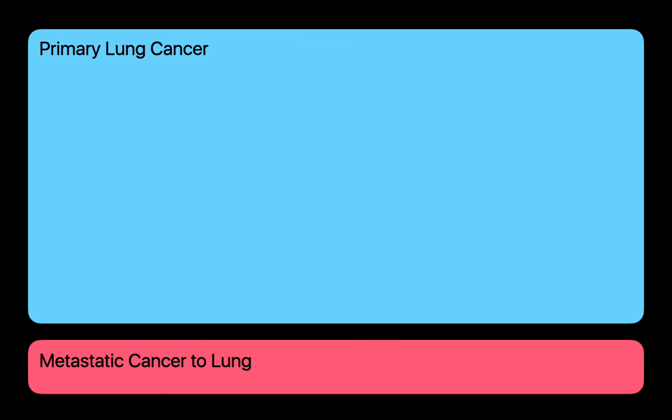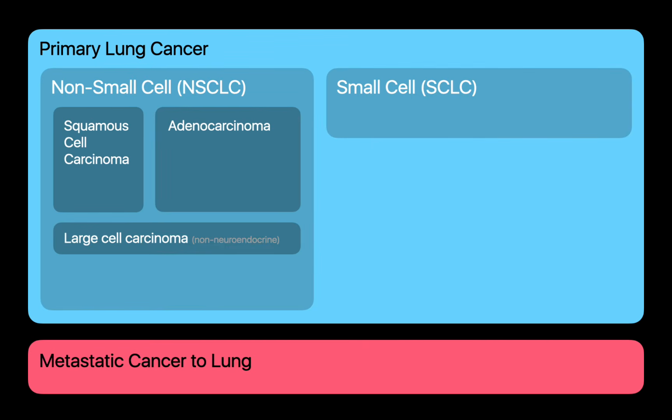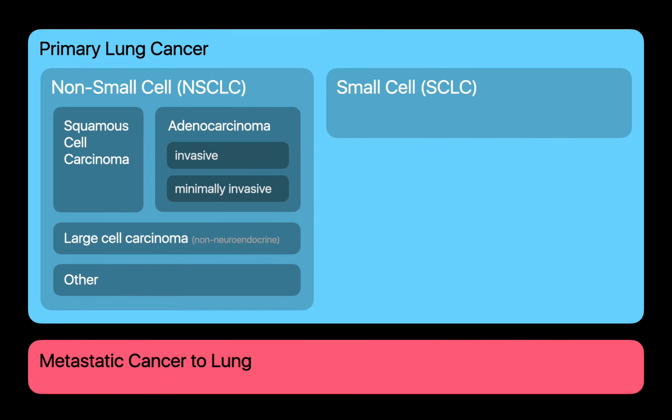Cancers in the lung are divided between primary lung cancers and metastatic cancer to lung, and traditionally, most primary lung cancers are classified as either non-small cell lung cancers or small cell lung cancers. The three leading types of non-small cell lung cancers are squamous cell carcinoma, adenocarcinoma, and large cell carcinoma. And lung adenocarcinomas can be further divided between invasive adenocarcinomas and minimally invasive adenocarcinomas. A small number of non-small cell lung cancers don't fit the definition of squamous cell, adenocarcinoma, or large cell carcinoma.